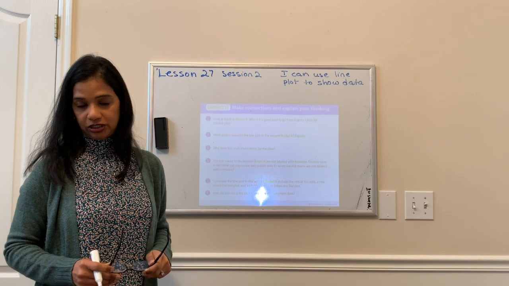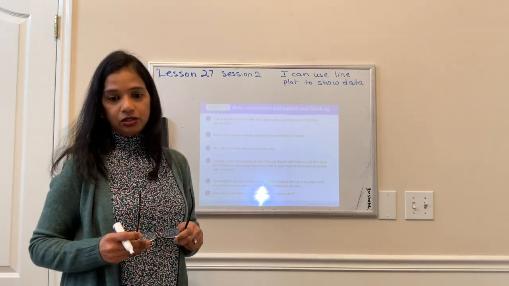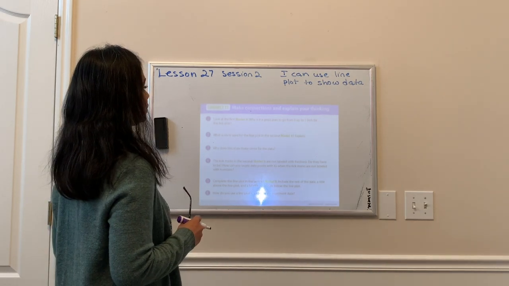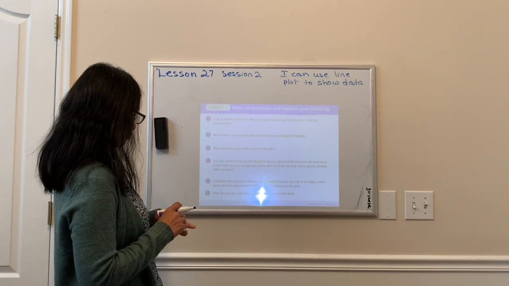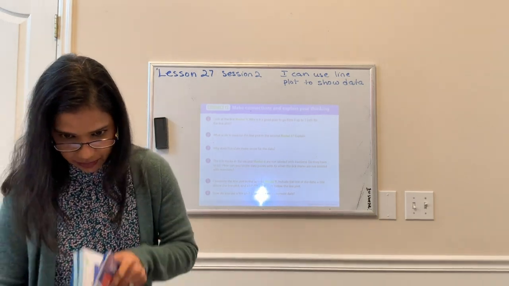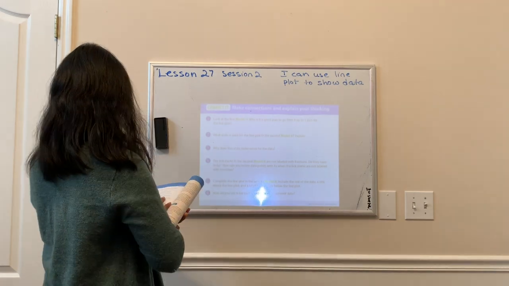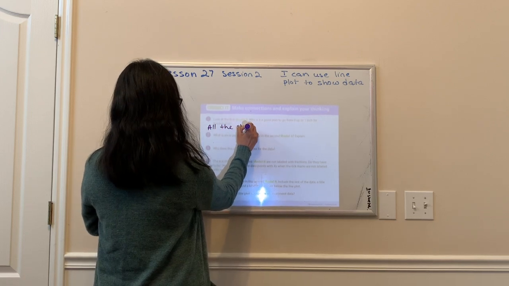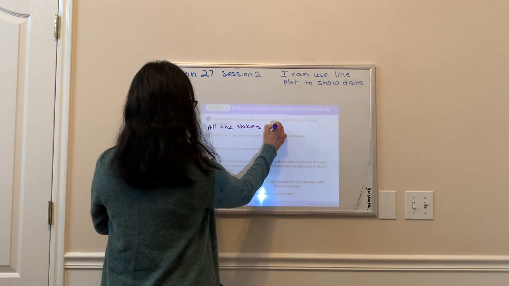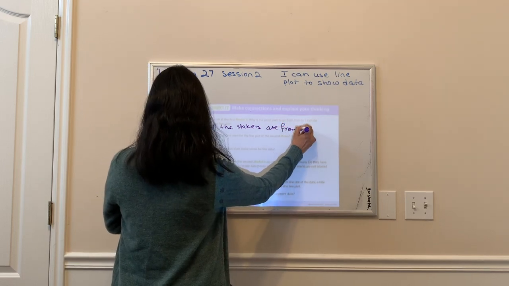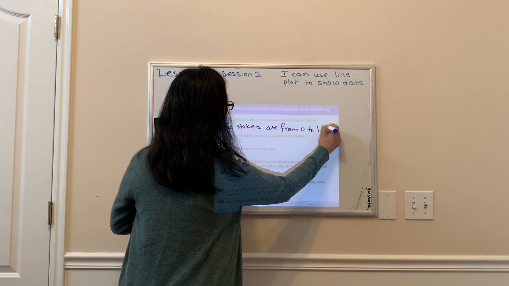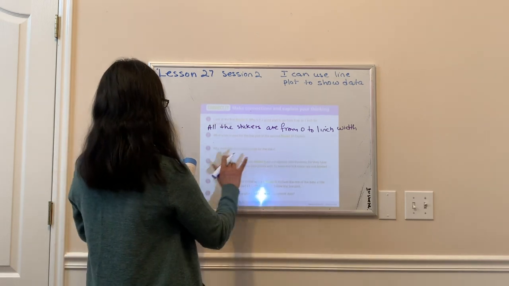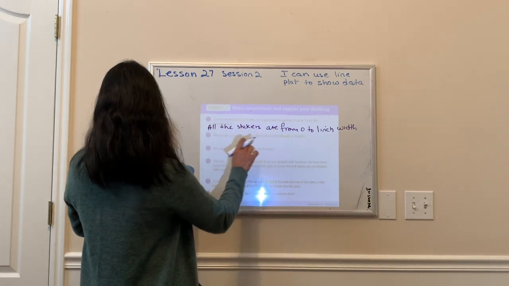Let's make some connections, shall we? All right, so let's look at the model. Why is it a good plan to go from 0 to 1 inch? Let's write. All the stickers are from 0 to 1 inch in width. So that's the data plot. The data plot goes from the smallest to the biggest. So we know that's why we're going to use that.